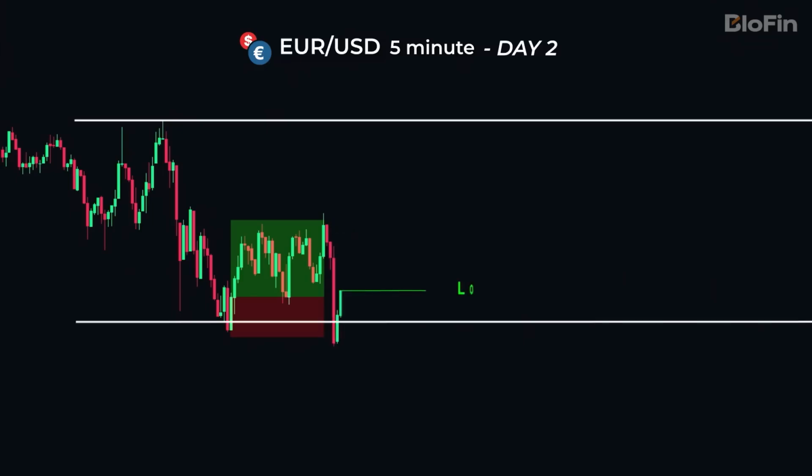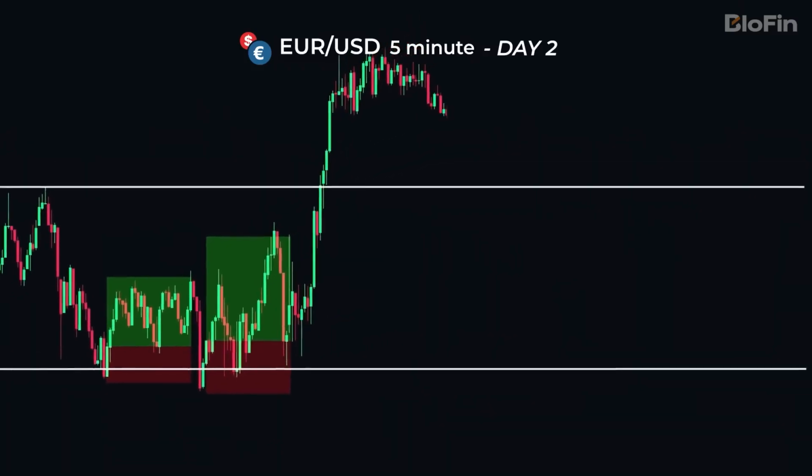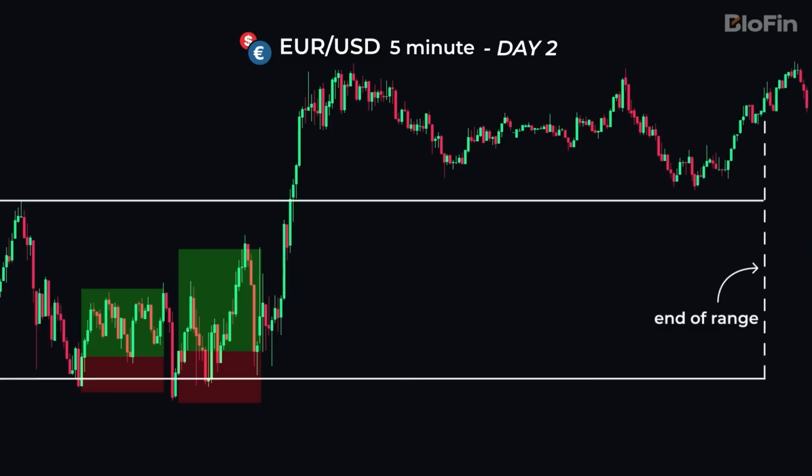Later, price gave another long setup. Stop loss is set at the lows, take profit at 2 times risk. And price hits the target again, another 2R gain. After that, price broke above the range and didn't re-enter until the end of the range, so there were no setups taken.